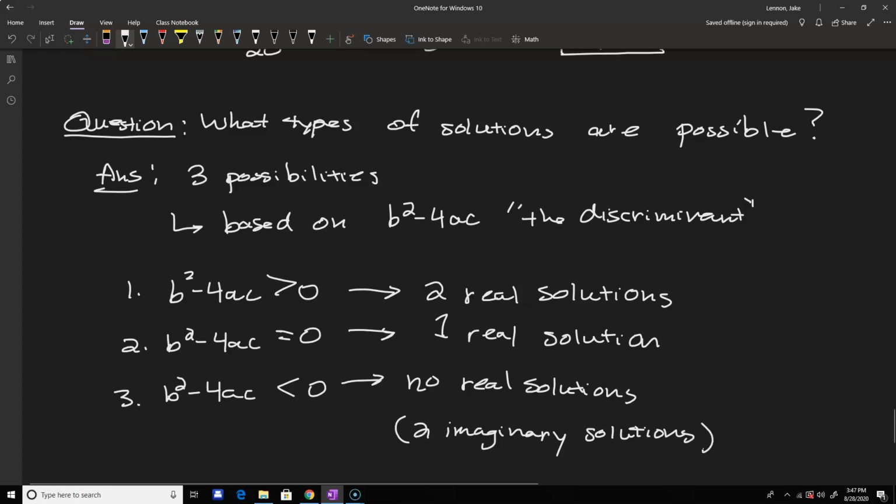But that's pretty much it when it comes down to quadratic equations. You have several techniques to solve them. Usually factoring is the quickest. If not, I would say go to the quadratic formula. And you can always look at the discriminant to see what types of solutions you're going to have.